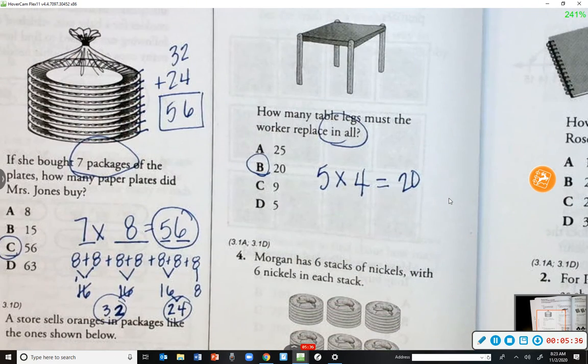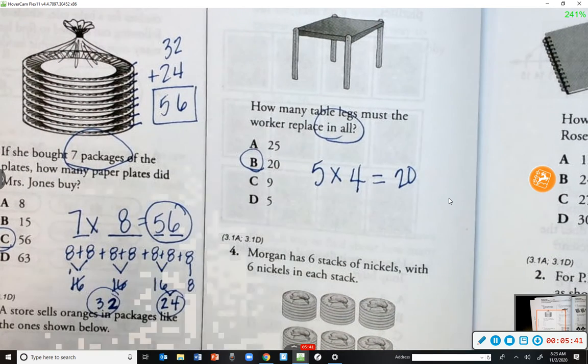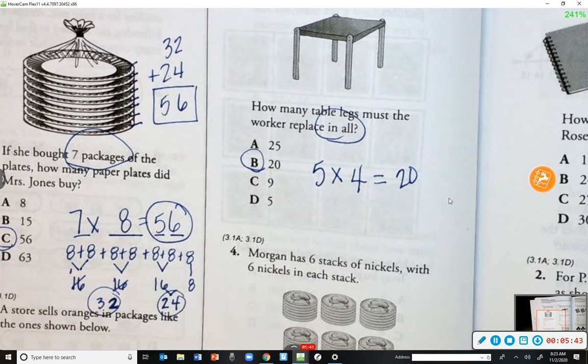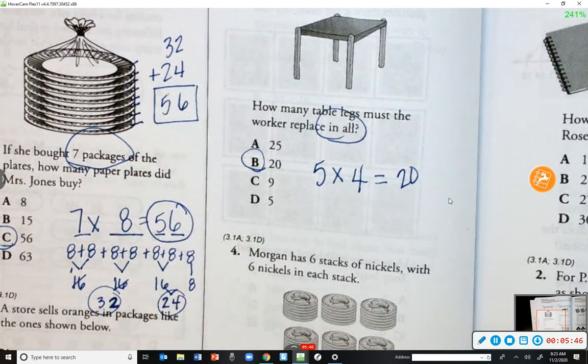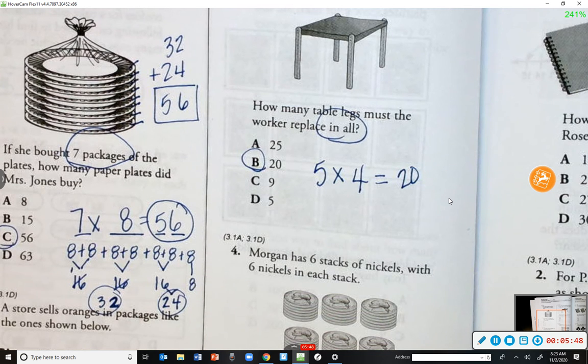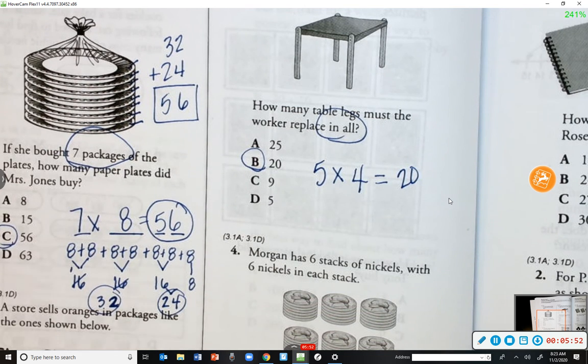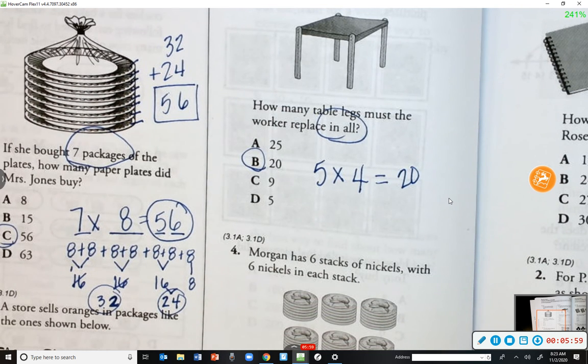What did y'all do to solve that one? Draw a picture? I added. I see Aaliyah's got a pictorial model. I can see her tables, and she's got four legs on each one. Evangeline, what'd you do? She added. What'd you add? She added four five times. Good. Okay.